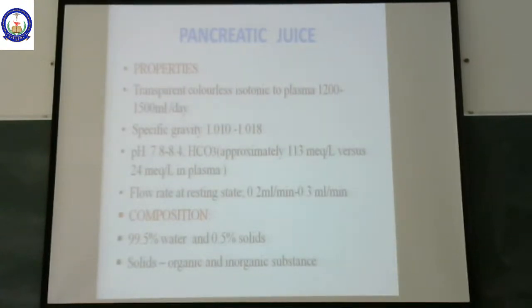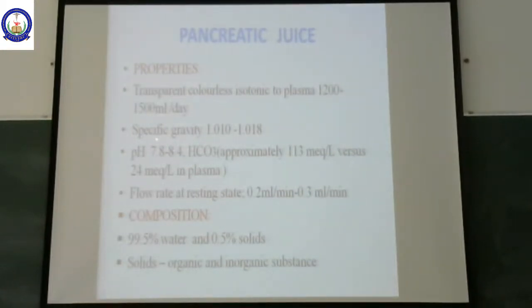Pancreatic juice is a transparent, colorless fluid. Its tonicity is similar to that of plasma. It is around 1200 to 1500 ml per day. The specific gravity is around 1.01 to 1.018. And pH, this is very important. The pH of pancreatic juice is very high, 7.8 to 8.4. It is alkaline in nature.